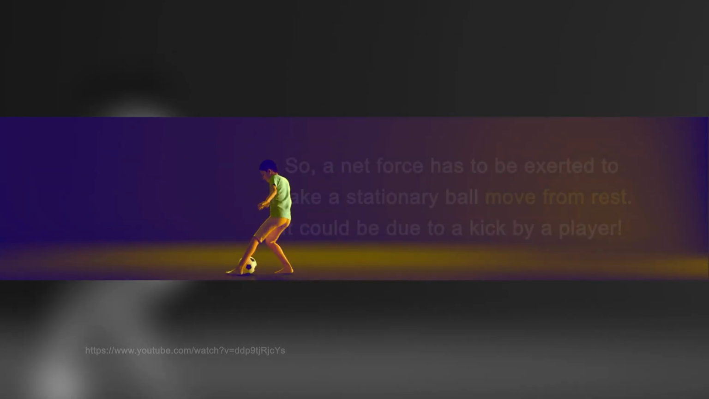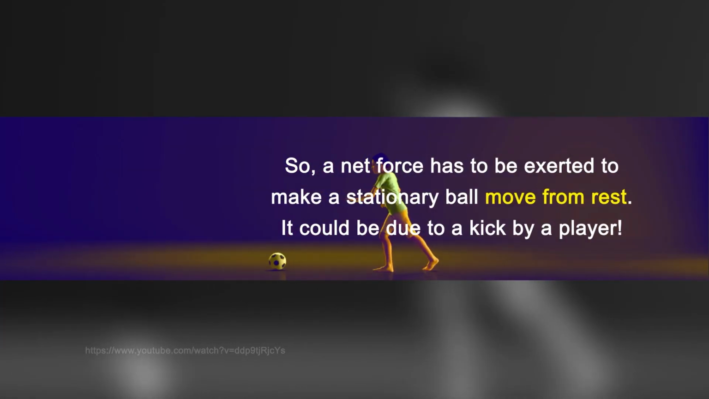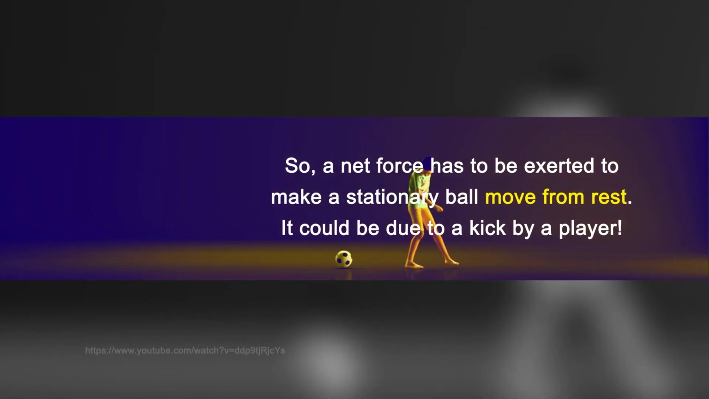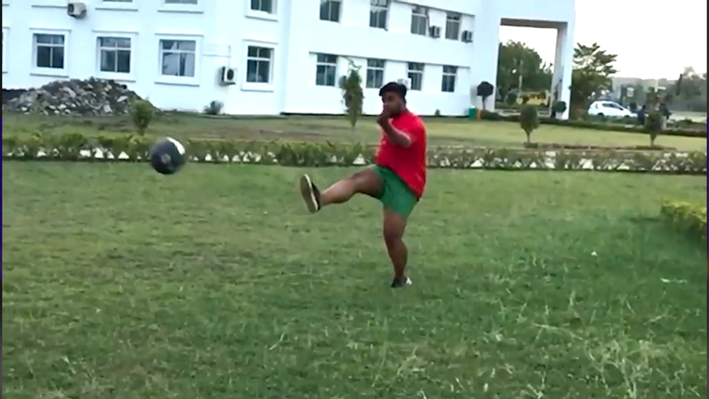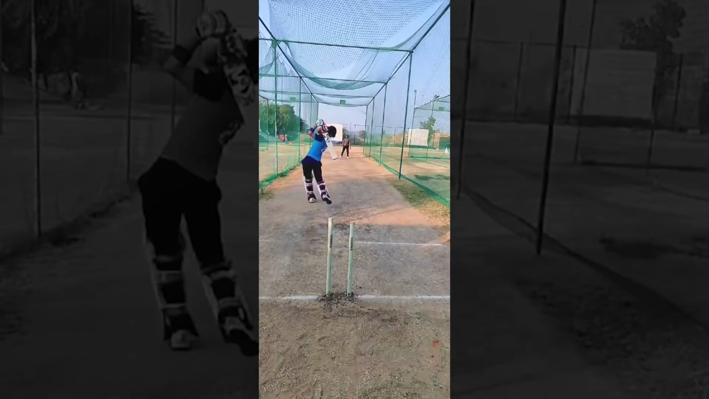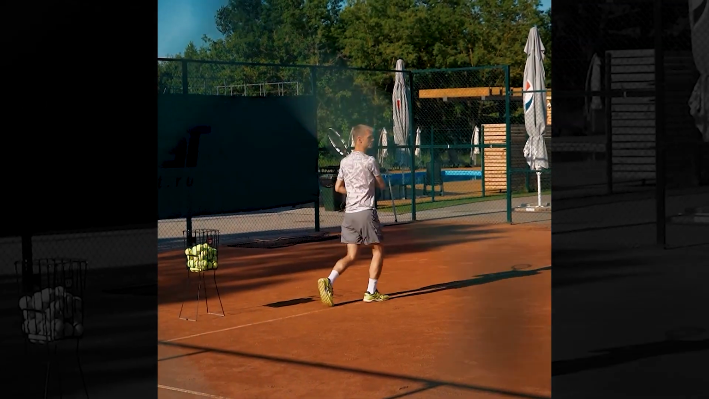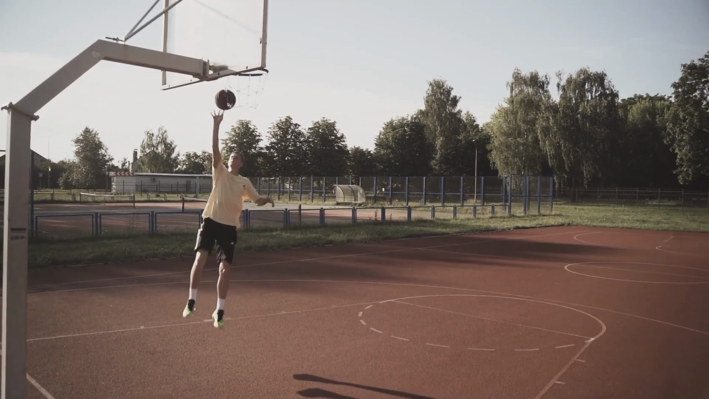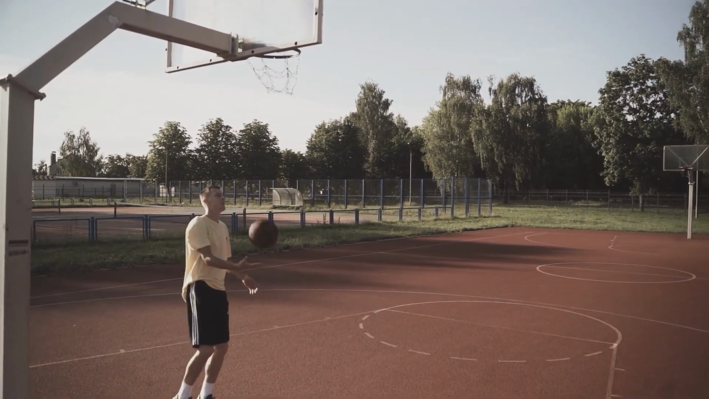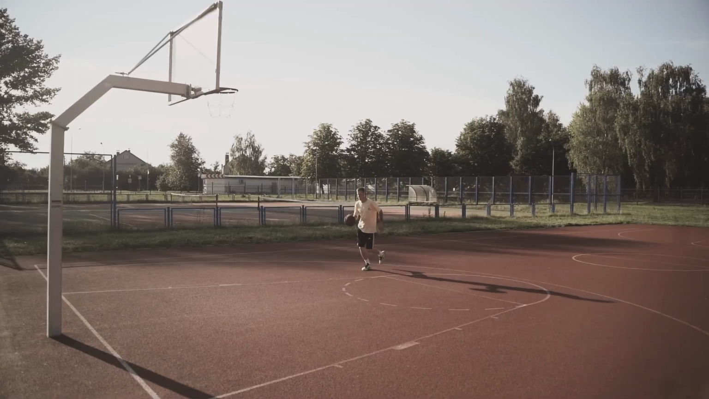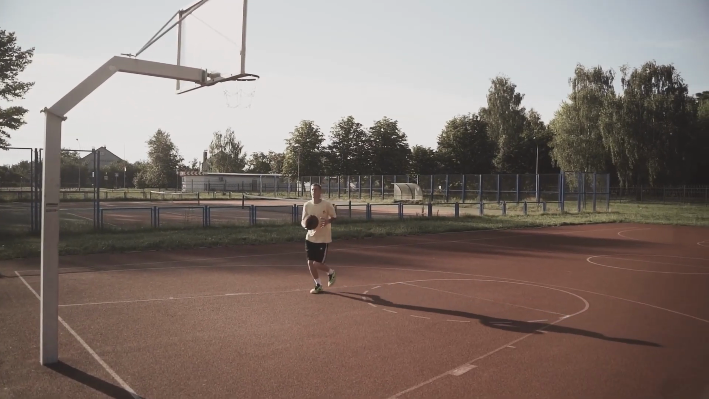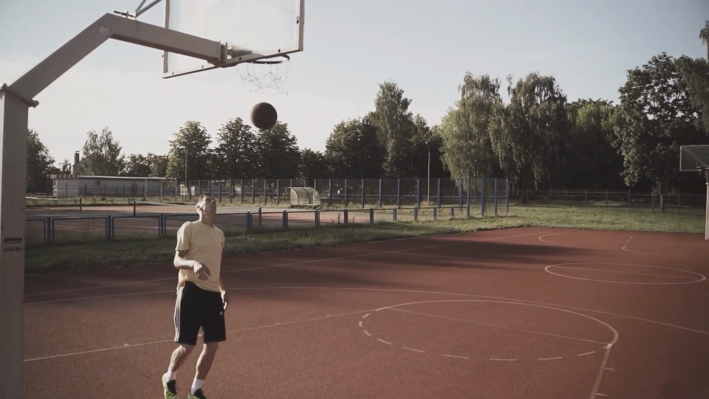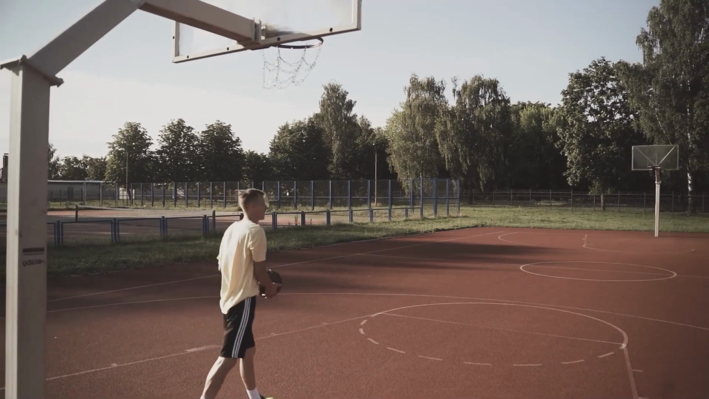So, if you want to move a stationary ball from rest, you have to exert a force on it. It could be due to a kick by a player. A football player could kick the ball. A batsman could hit the ball, or a tennis player could hit the ball, or due to handling by a basketball player or some other handball player. So, some force has to be exerted to make the ball move from rest or to change its velocity if it is moving uniformly or moving at a constant velocity.